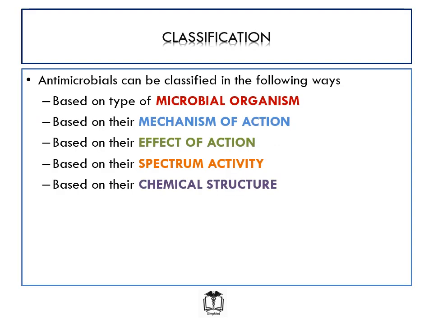How do we classify antimicrobial agents? We can classify them in five different ways. We can classify them based on the microorganism we are trying to eliminate. We can classify them based on their mechanism of action. We can classify based on the effect of action. We can also classify based on the spectrum of activity, and then based on their chemical structure. Usually, we prefer to use the classification based on mechanism of action and a bit as well based on the chemical structure. We'll talk about each of these classifications and the examples under each of them.